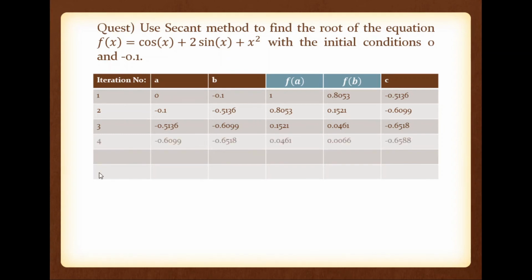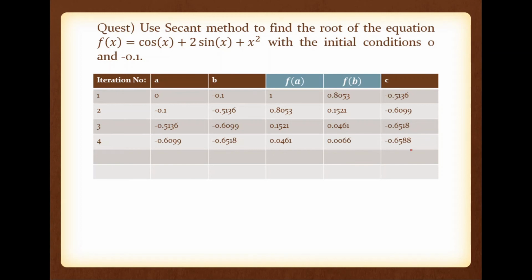So what will be the fourth iteration? So this is the fourth iteration. Minus 0.6099, that is A, minus 0.6518, that is B, then 0.0461, that is f of A. Now what is f of B? F of B is the value of f at this point, that is 0.0066. So now what is C? The new C is minus 0.6588. So this is the value of new C.